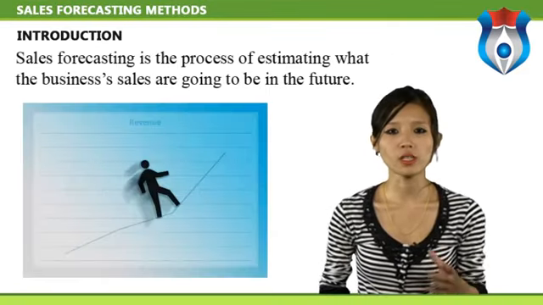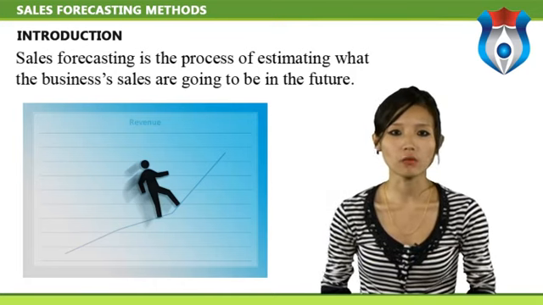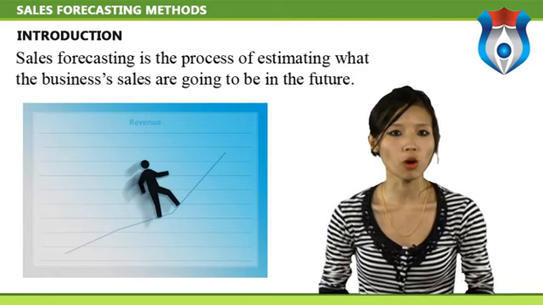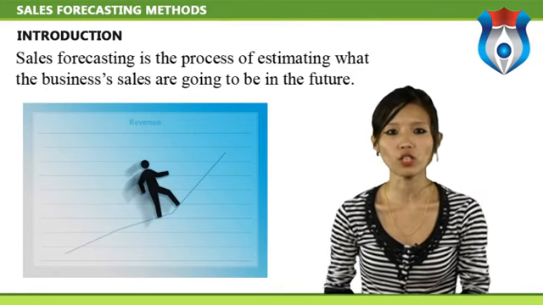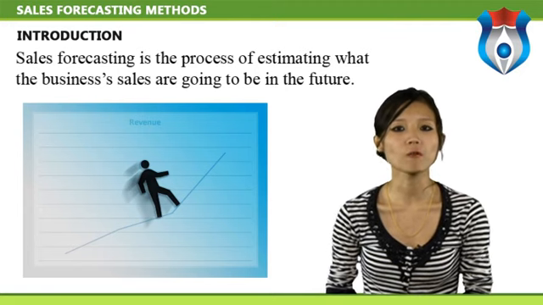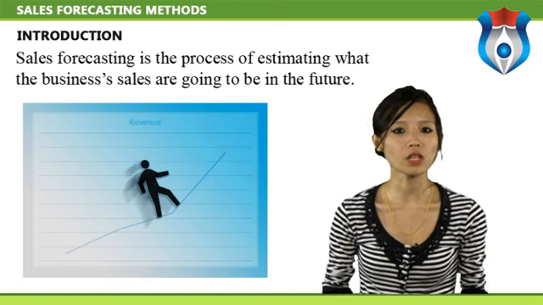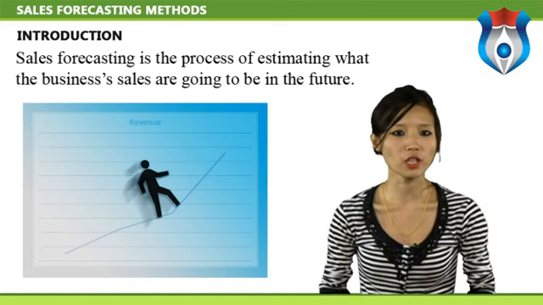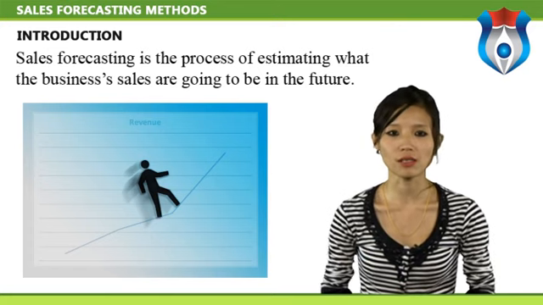Sales forecasting is the process of estimating what the business sales are going to be in the future. It is an integral part of business management. Without a solid idea of what the future sales are going to be, one cannot manage his or her inventory or cash flow or plan for growth. The purpose of sales forecasting is to provide information that one can use to make intelligent business decisions.